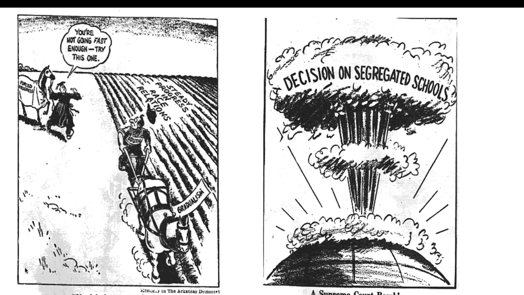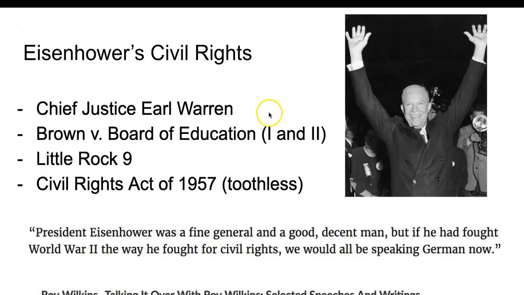So her case, along with several others, were put together by the NAACP. They took it to the Supreme Court and said that there's no such thing as separate but equal, that segregation in schools must end, and the Supreme Court under Chief Justice Earl Warren agrees. In Brown versus the Board of Education, the Supreme Court argues that Plessy versus Ferguson was wrong, separate but equal is not a thing, and therefore we must desegregate schools. That was Brown versus the Board of Education 1.